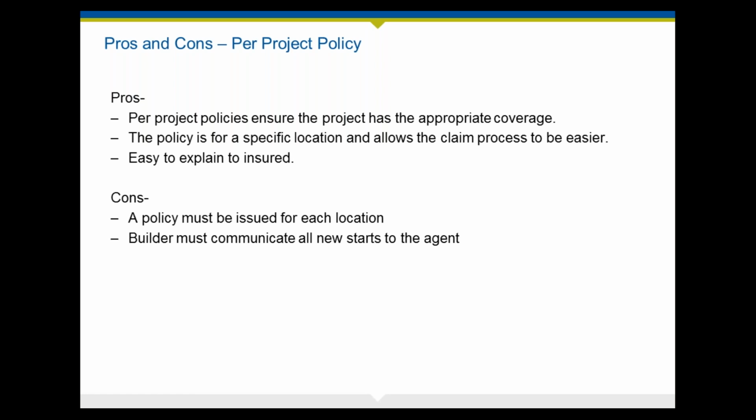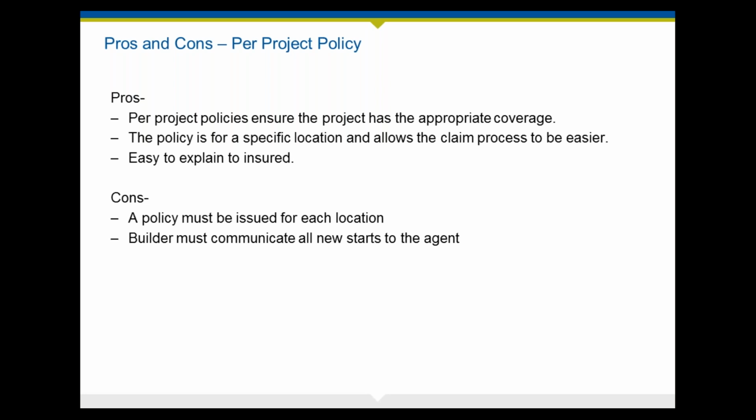You're off and set. You're ready to go. It's a specific location, so it makes it much easier to adjust a claim. If there's a claim, it's reported. Fire occurred at 123 Main Street. Adjuster goes out, adjusts the claim, and we're off and running. It's the easiest to explain to an insured. You have a policy, you have a building being built. Makes sense. It's very logical.